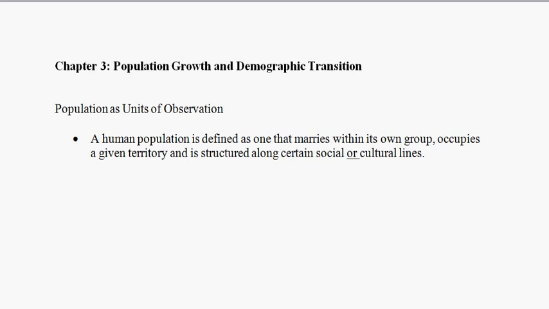So if you'll follow along with me using your handout, which is available on Blackboard, we're going to start with population as units of observation. A human population is defined as one that marries within its own group, occupies a given territory, and is structured along certain social or cultural lines. Those cultural lines are class or religious observance, for example.